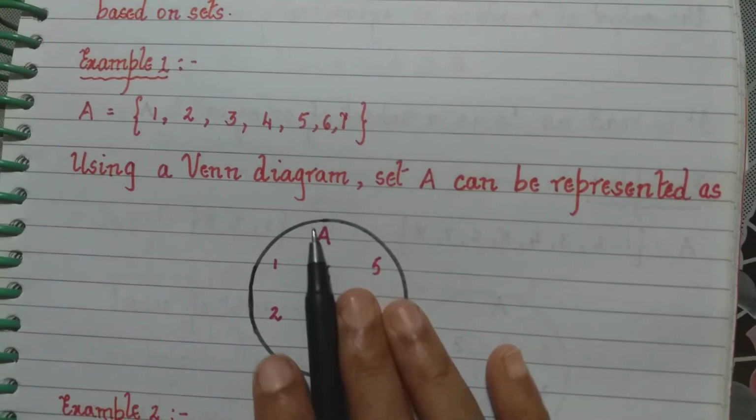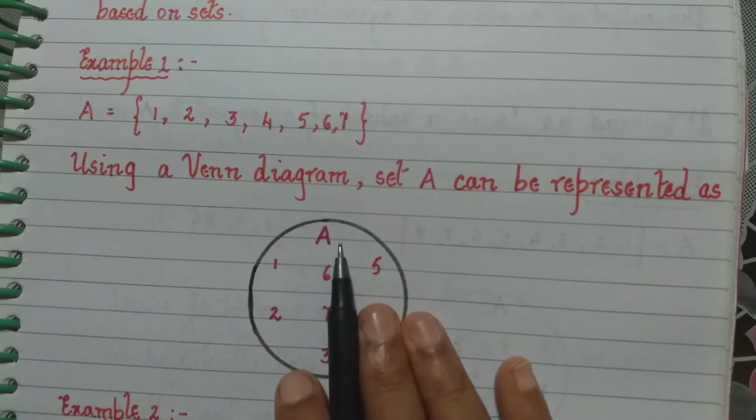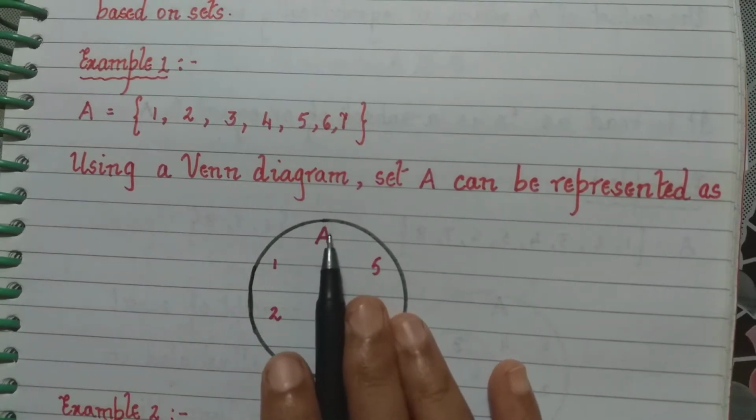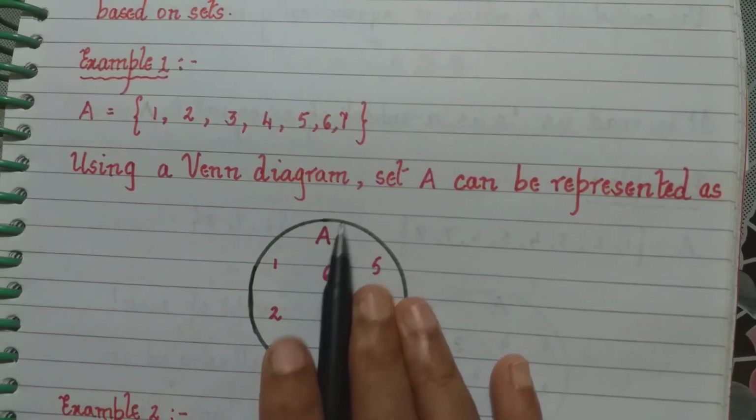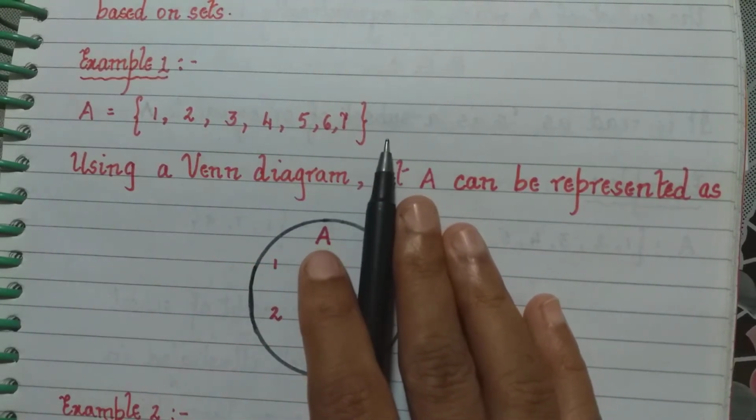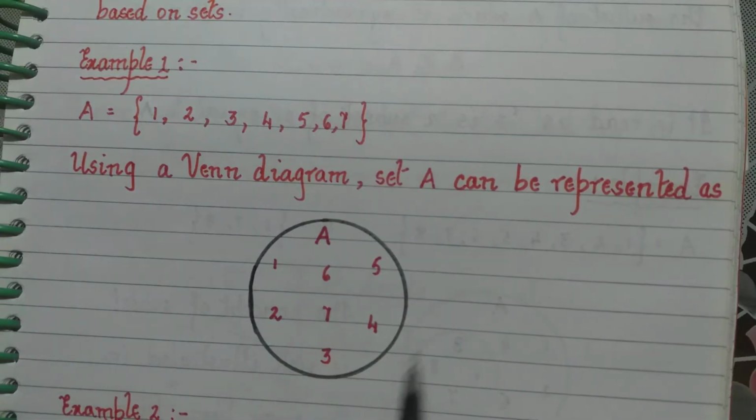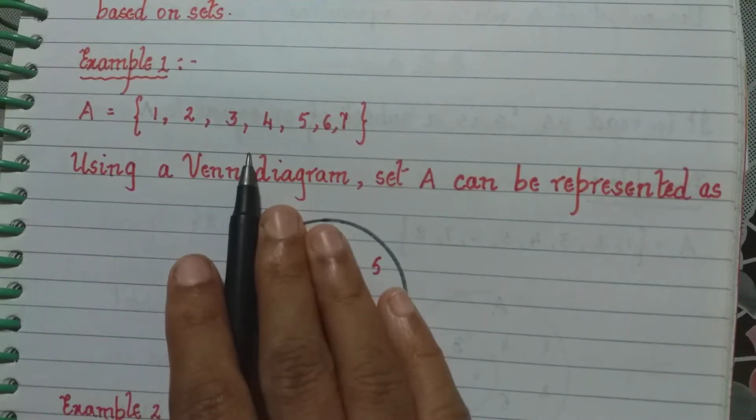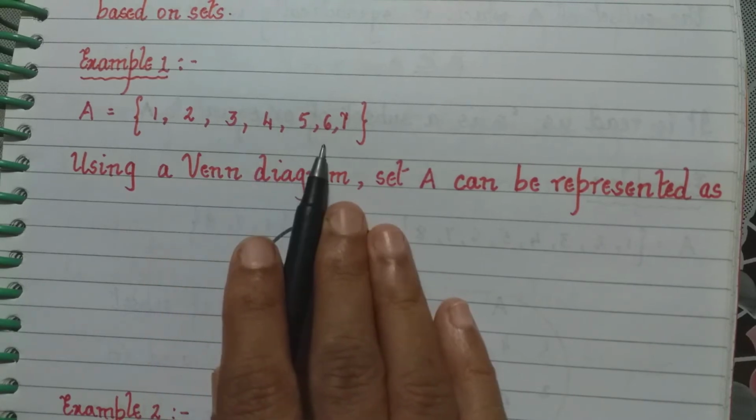In that we write the name of the set right on top. You can't write it anywhere in the set. You write it right on top, so we know that this is the name of the set. And then all the remaining elements which constitute set A are written inside that set, that is 1, 2, 3, 4, 5, 6 and 7. Now here the elements in set A were listed, that is, it was written by the listing method.